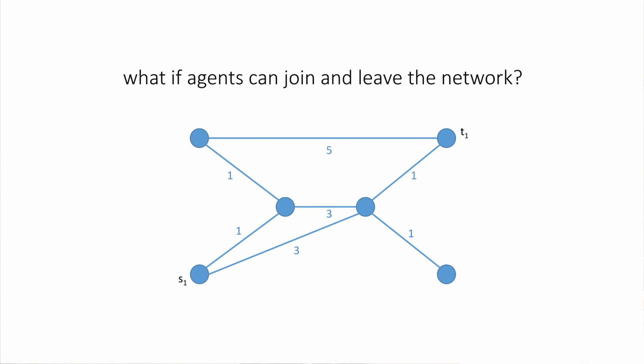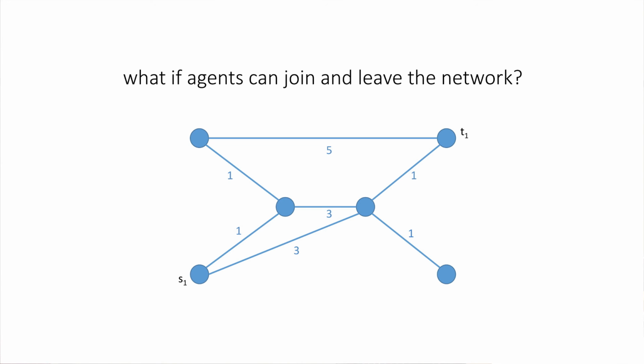Let me now, in the last 3 or 4 minutes, talk a little bit about the dynamics of these games. Till now I have been assuming that there is a fixed set of agents who are sending traffic in the network. What if this set of agents changes over time? There are agents who join the network, there are agents who leave the network. How does the game behave in that case?